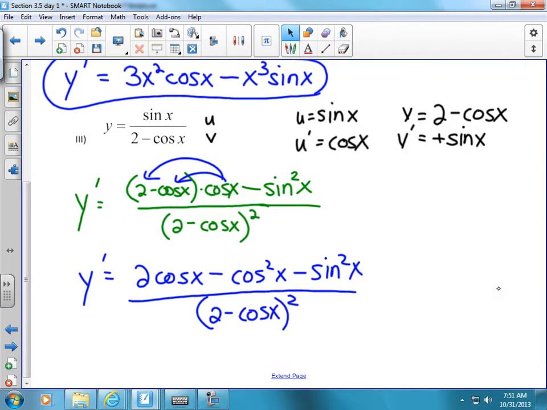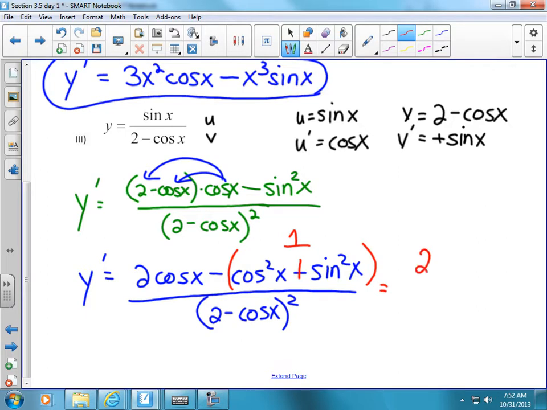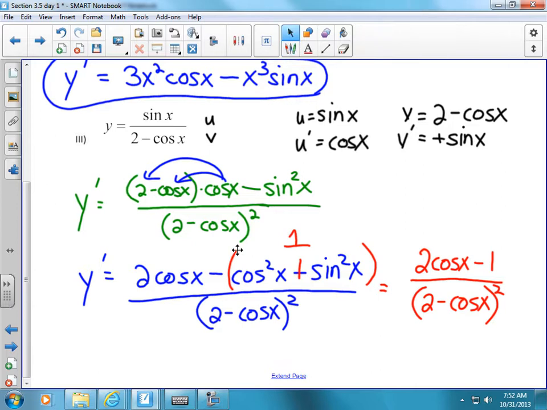Okay, so I think that we could do something with this cosine and sine. If we took a minus here and made both of these positive, that would equal the same thing as negative cosine squared minus sine squared. And we all know that cosine squared and sine squared equals 1. So now our final answer will be 2 times cosine of x minus 1, over our v squared. And that is our final answer for the third example.